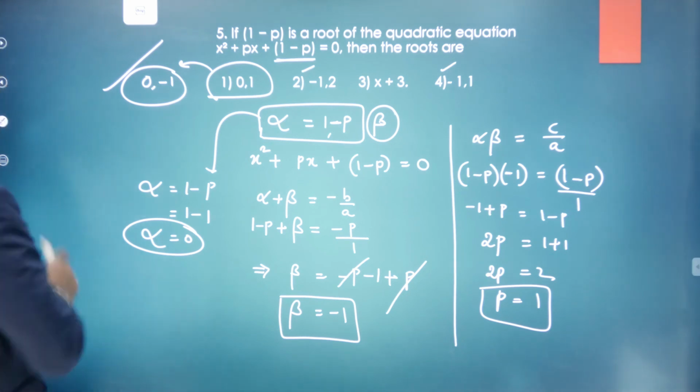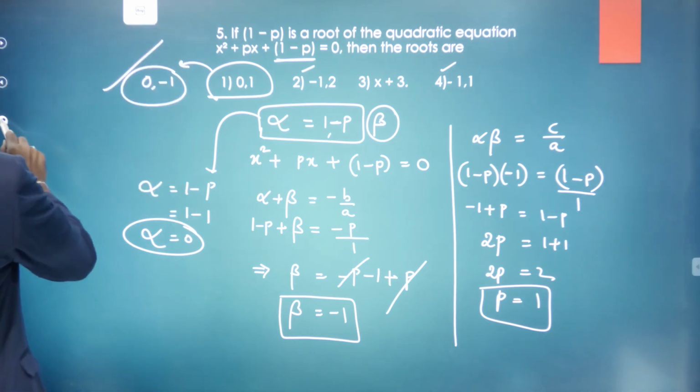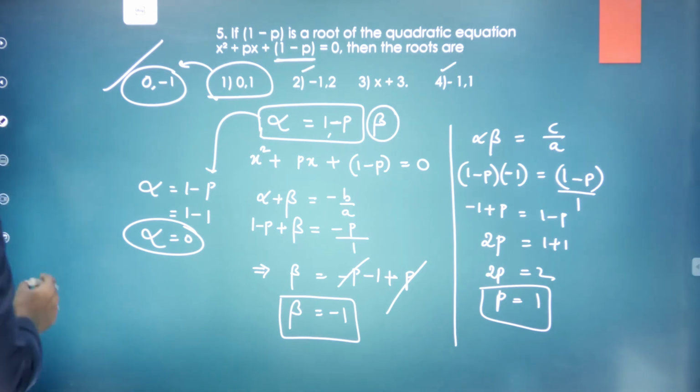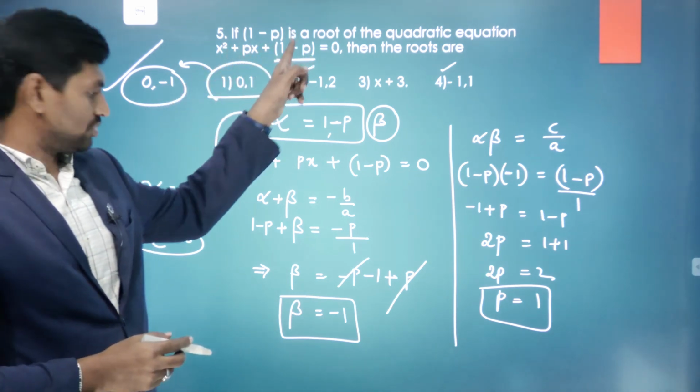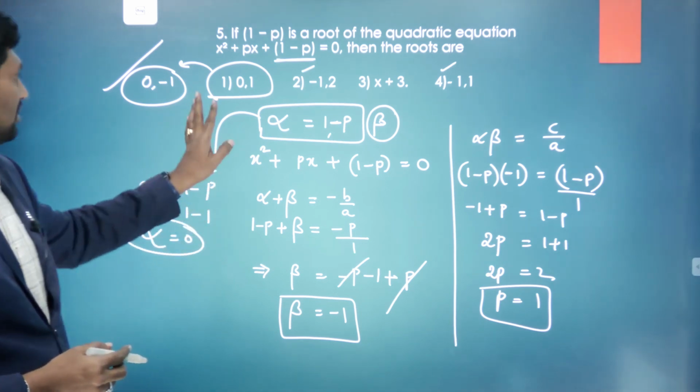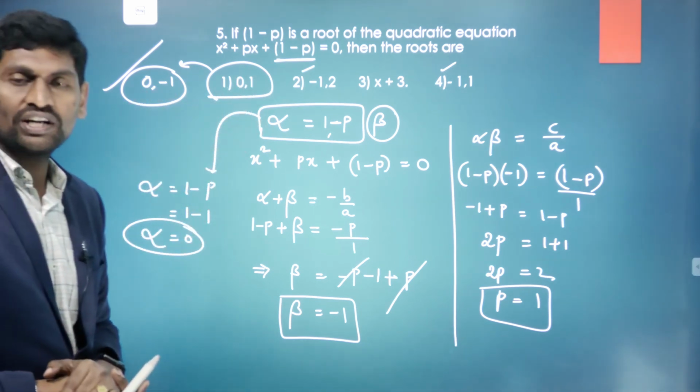Okay, one second. No need to find more. 1 minus p is one of the roots, so the 1 minus p value we got is 0, right? This option only, you change it as 0 and minus 1.